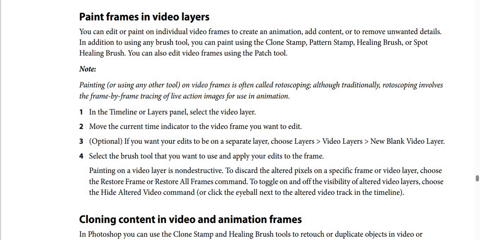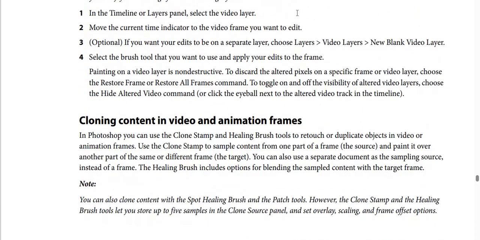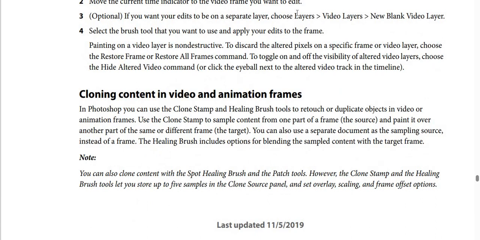Painting on a video layer is non-destructive. To discard the altered pixels on a specific frame or video layer, you should choose the restore frame or restore all frames command, and to toggle on and off the visibility of altered video layers, you should choose the hide altered video command or click the eyeball next to the altered video track in the timeline. And what about cloning content in video and animation frames?